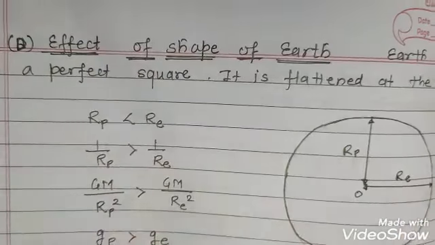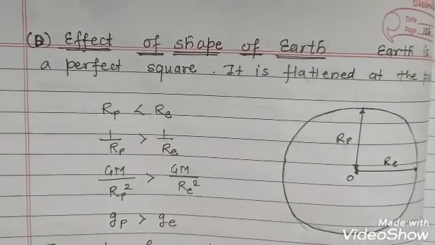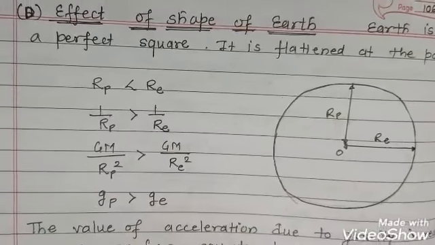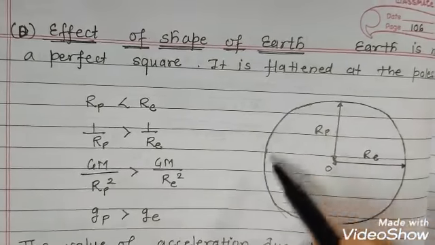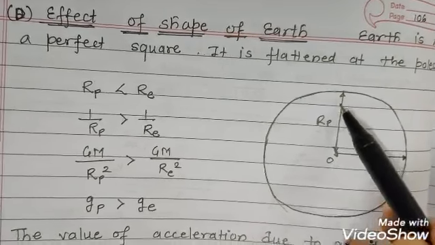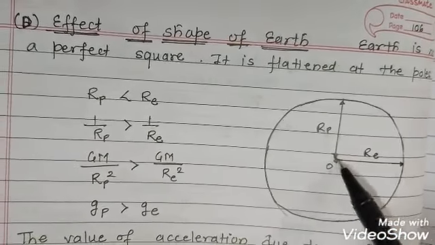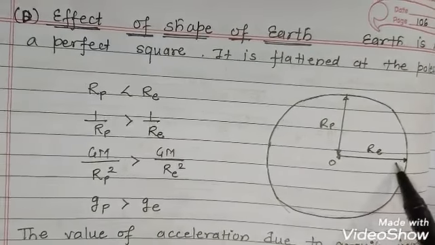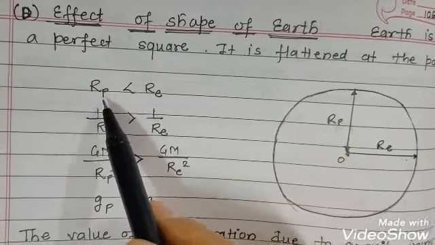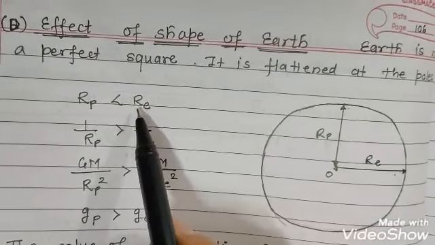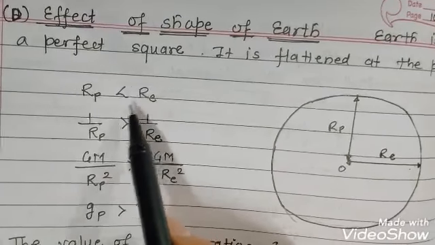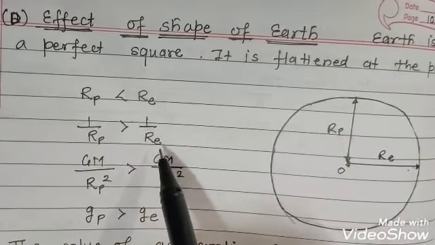Now we'll see the variation of acceleration due to gravity with the effect of shape of earth. We know that the earth is not a perfect sphere. It is flattened at the pole. You can see that it is flattened at the pole. That means the radius at the pole will be lesser than the radius at the equatorial plane. So the radius from the pole, if you measure it, is Rp, and the radius of the equatorial plane is Re, so Rp is less than Re. That means 1 upon Rp is greater than 1 upon Re.